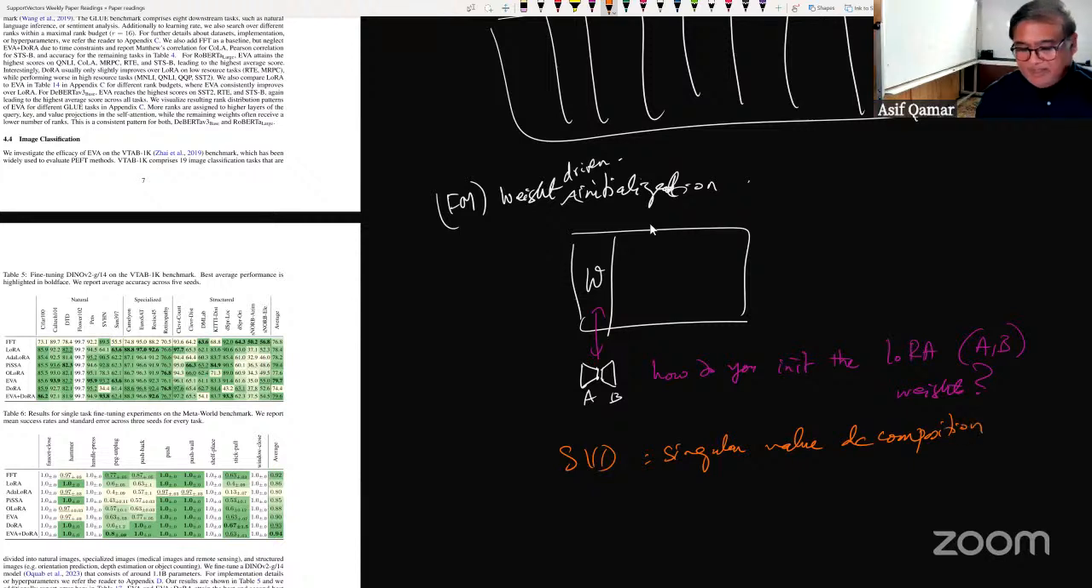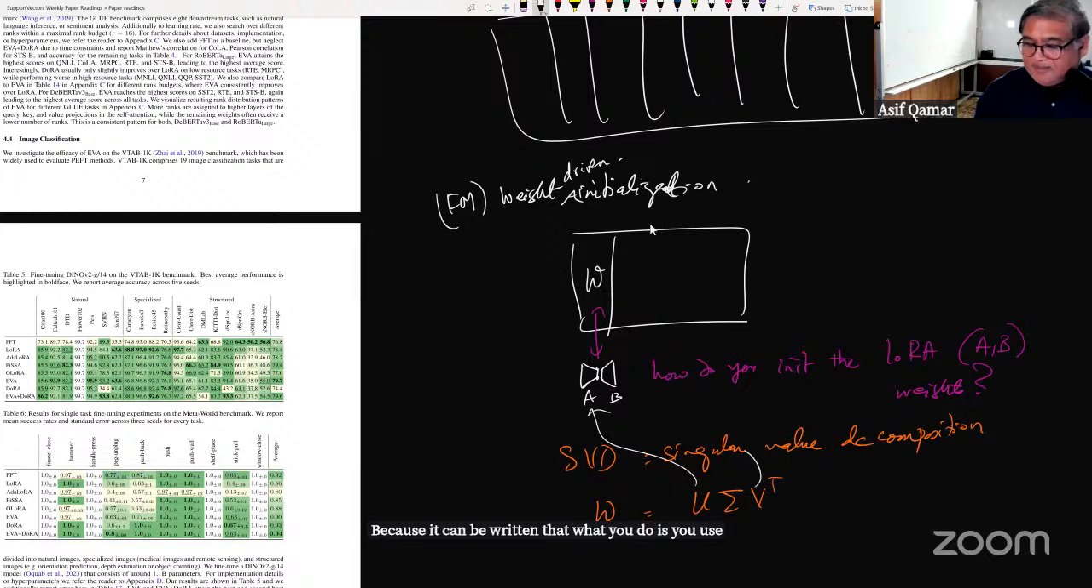Very briefly, given a matrix M, or here the weight matrix, it can be written as U, a diagonal matrix, and a V transpose. Because it can be written that way, what you do is you use U and V to create your A and B matrices, right? So people have used this strategy.